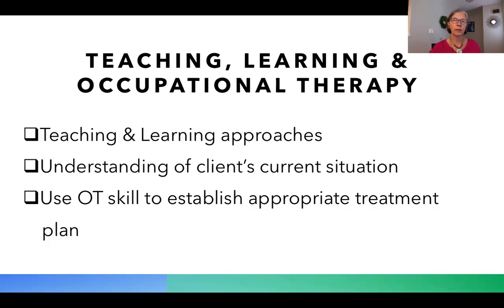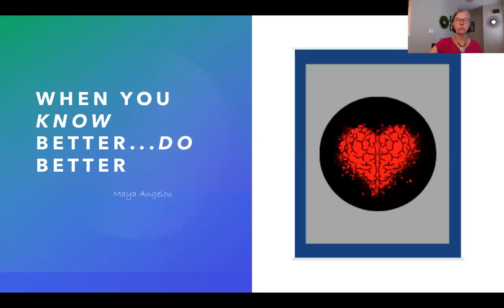So we're going to apply our teaching and learning understanding and knowledge, and we have to take a look at the client's current situation. So we need to understand important concepts about where they're at in order to come up with the right program. And we're going to use our OT skill to establish the home program as part of their treatment plan. So I love including this slide in all of these videos that I make.